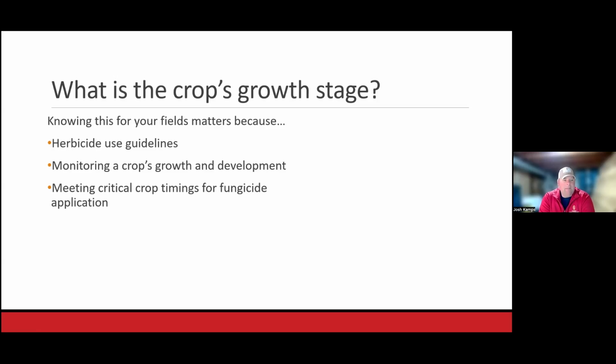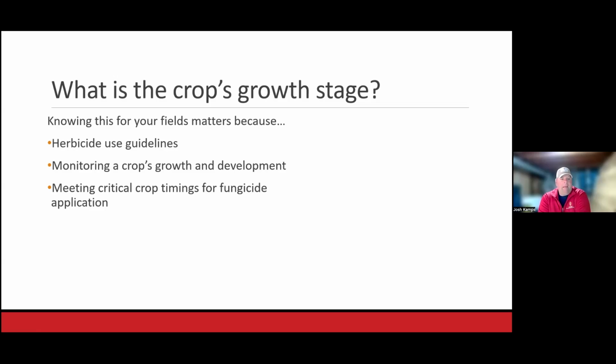Another reason might be monitoring that crop's growth and development. If we have a crop that we want ready for harvest at a certain time, if we are curious how our crop is developing, for maybe putting on another application of fertilizer, it's important to know what the growth stage of the crop is. And then one of the other important areas is meeting that timing for a fungicide application.